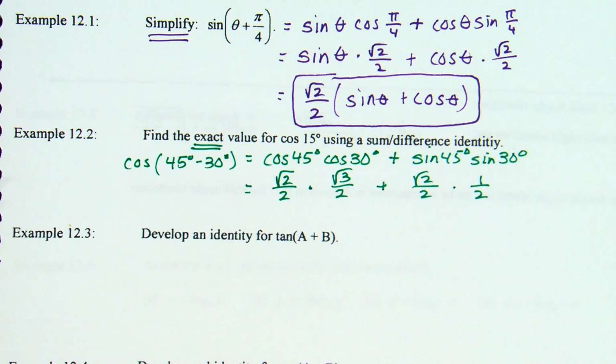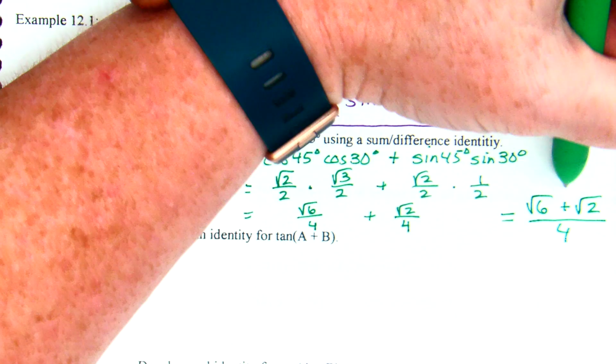Now, if you recall, we do want to clean this up, so I can multiply. Square root of 2 over 2 times square root of 3 over 2 is going to be square root of 6 over 4. Square root of 2 over 2 times 1 over 2, square root of 2 over 4. And then traditionally we were expressing these as one fraction. So square root of 6 over 4 plus square root of 2 over 4 is going to be square root of 6 plus square root of 2 all over 4.